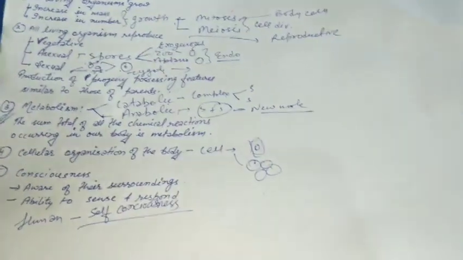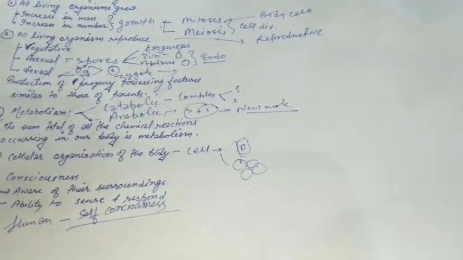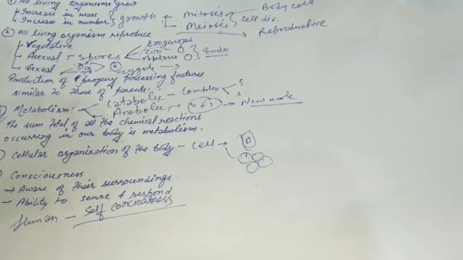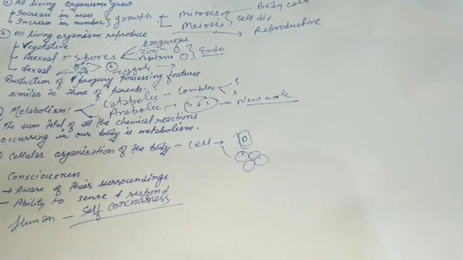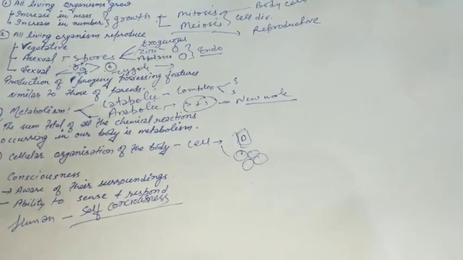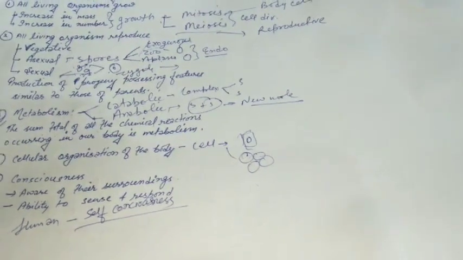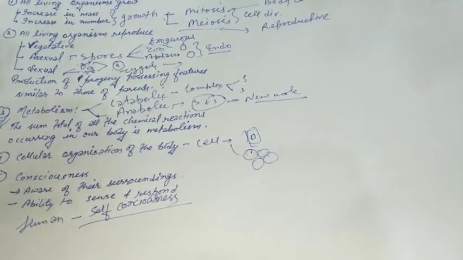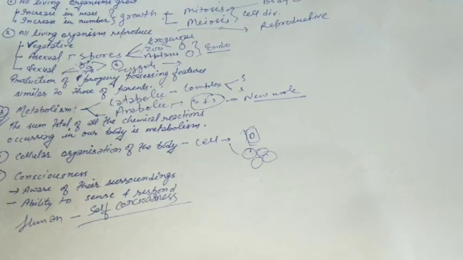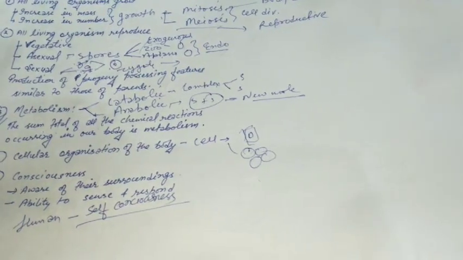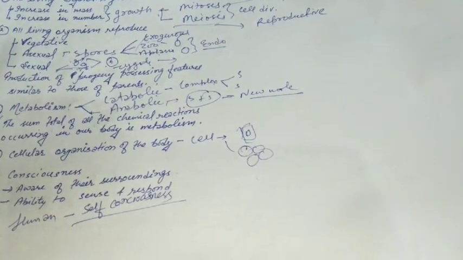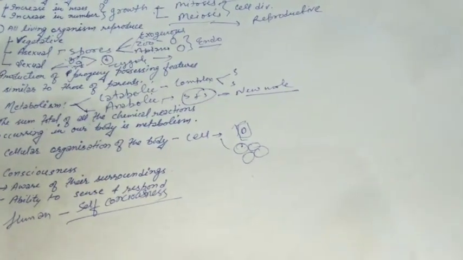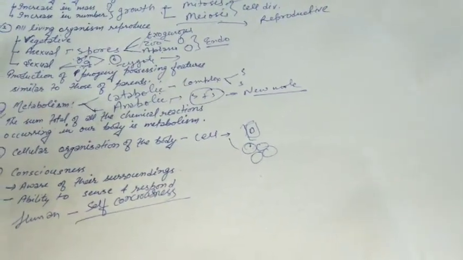In the last lecture, we talked about the characteristics of living, which include: all the organisms grow in mass and in number. All living organisms have the ability to reproduce, to produce similar organisms. All individuals do the process of metabolism, in which catabolism and anabolism take place, which is the sum total of all the chemical reactions.